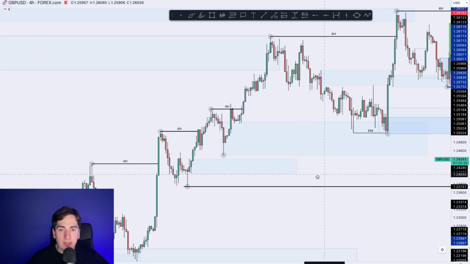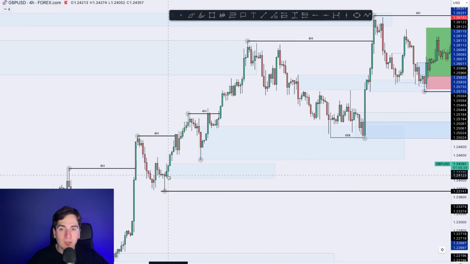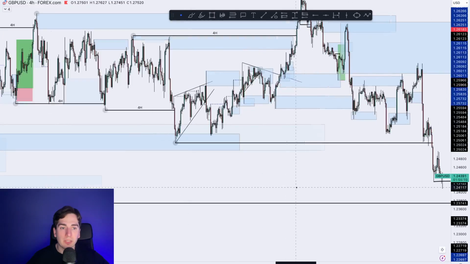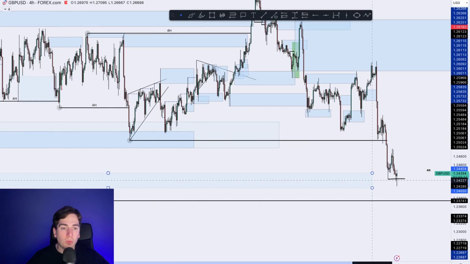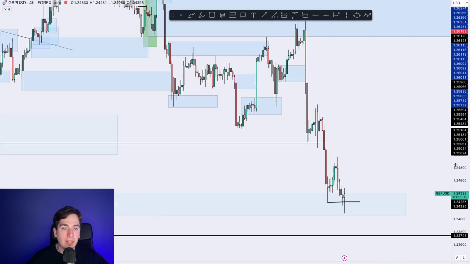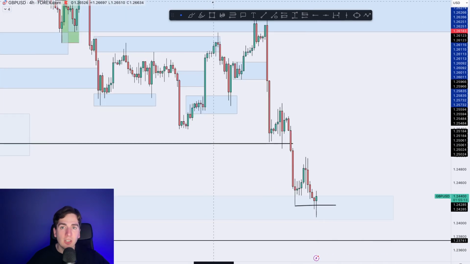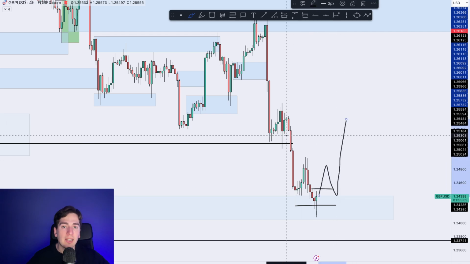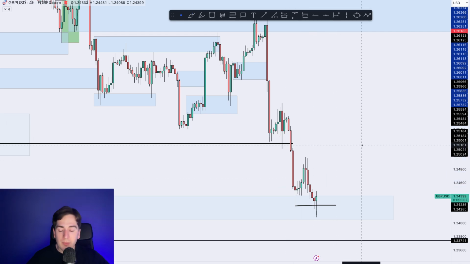If we just extend the zone, you do have an imbalance over here. So we could see a potential long start coming into play. And what you would want to see for that long to come into play is obviously that 4-hour change of character. So the break of that high, pull back in towards a clean area of demand formed, and then look for a long.